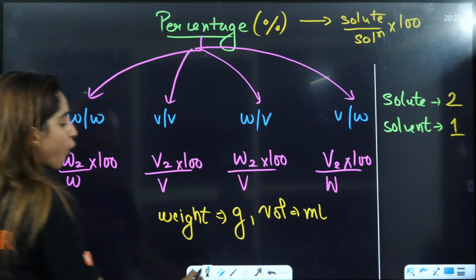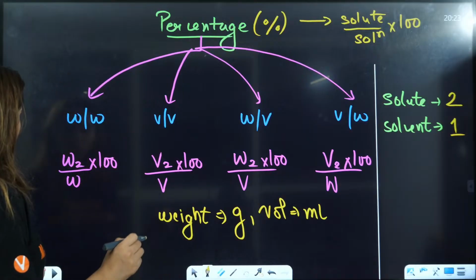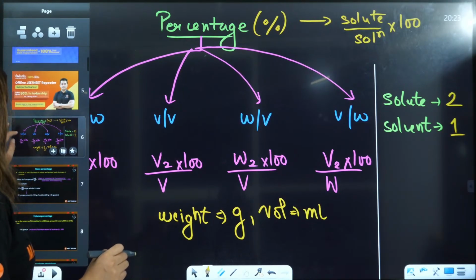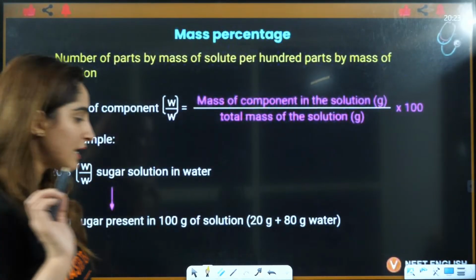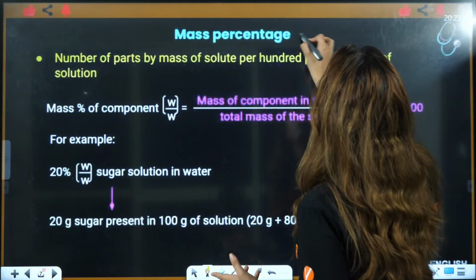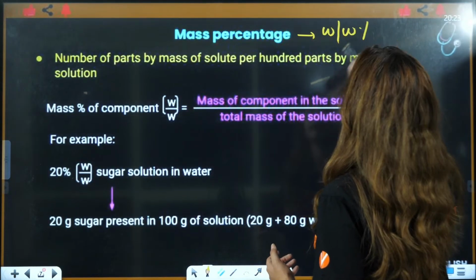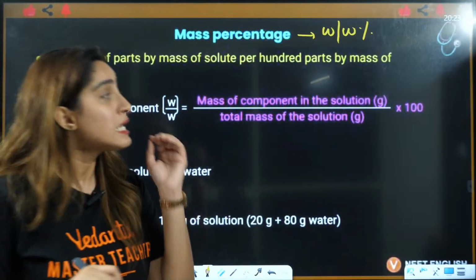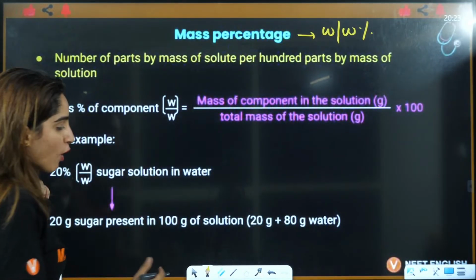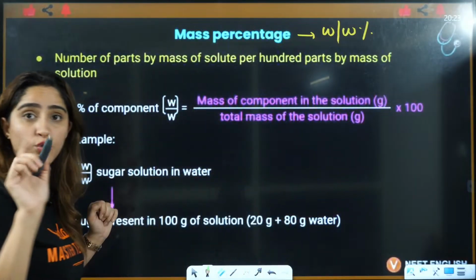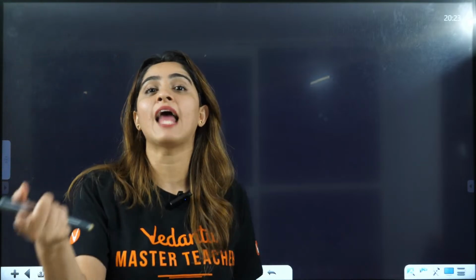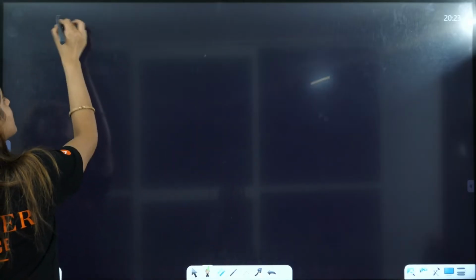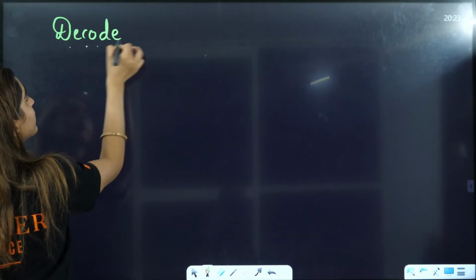Now, let's decode this one by one. Firstly, I am going to decode mass percentage here. Mass percentage is nothing but W by W percentage, that is weight percentage. Decode means you don't just need to know the formula. They don't ask mass percentage in the formulas. You're not in 9th class. So this will be useful in the questions, where you need to decode these things.